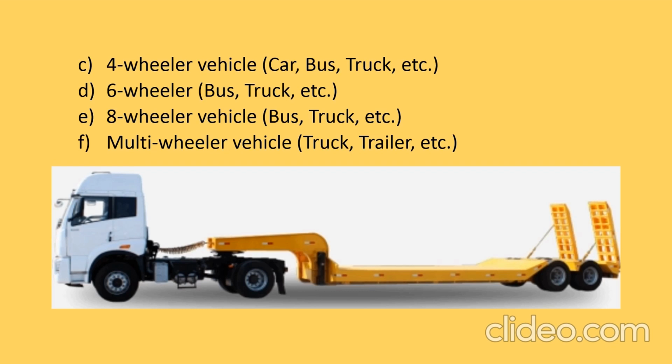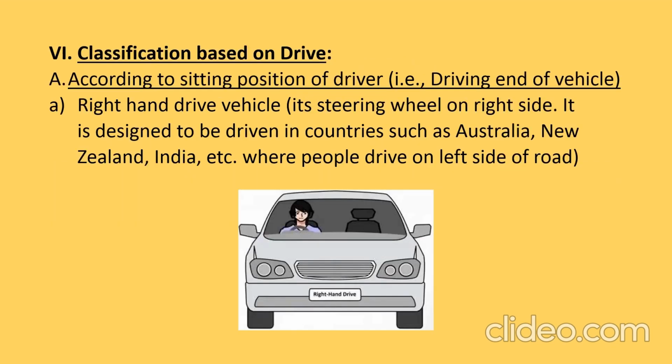Then the next classification is based on the drive. Here we will have two types of classification. The first one is according to the sitting position of the driver, that is driving end of the vehicle. Right hand drive vehicle. Here the steering wheel is on the right side, so the driver is sitting on the right side. It is designed to be driven in countries like Australia, New Zealand, India, where people drive on the left side of the road. The driver is sitting on the right side and the vehicle is being driven on the left side of the road.